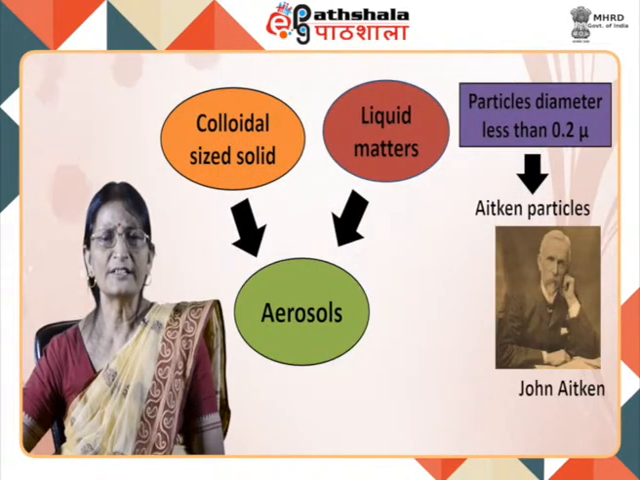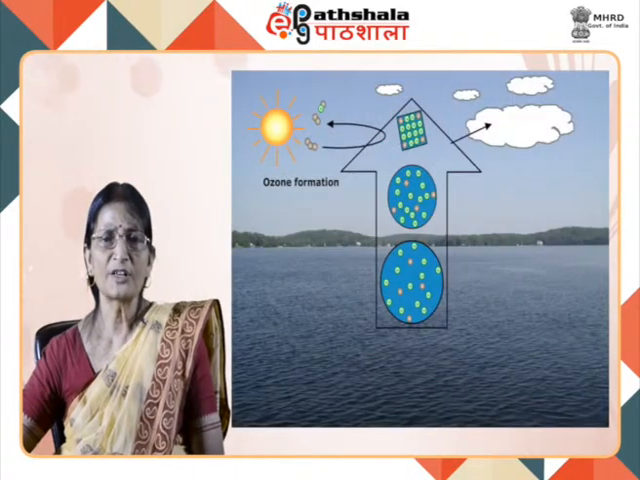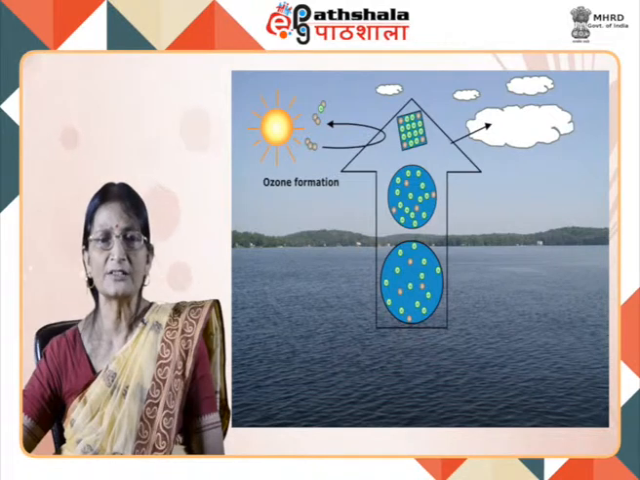Colloidal sized solid and liquid particles present in the Earth's atmosphere are known as aerosols. Particles of natural origin with diameter less than 0.2 micron are called Aitken particles or Aitken nuclei. This is after a pioneer of aerosol science, John Aitken. The sources of aerosols define their composition. Wind-blown mineral dust comes from mineral oxides and other material blown from the Earth's crust. This particulate is light absorbing.